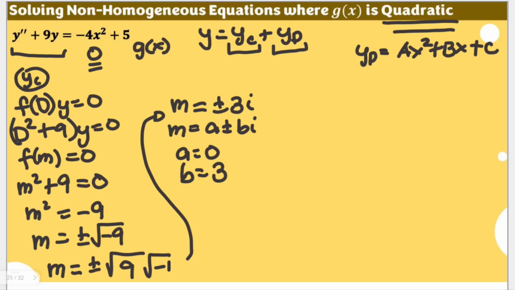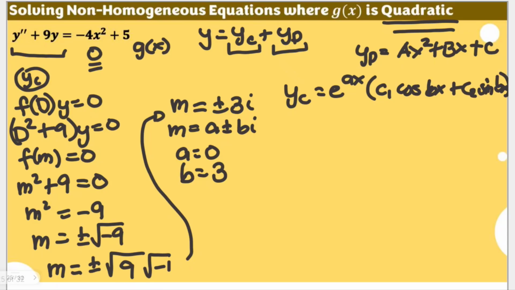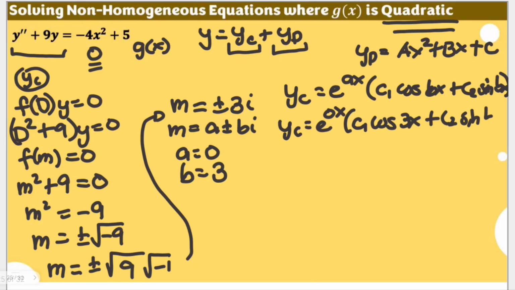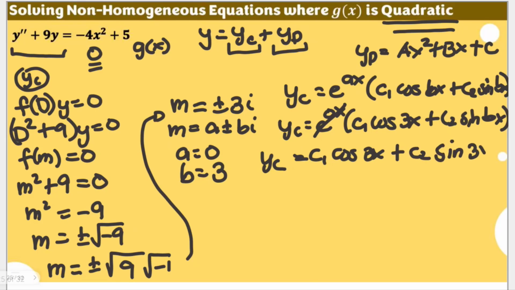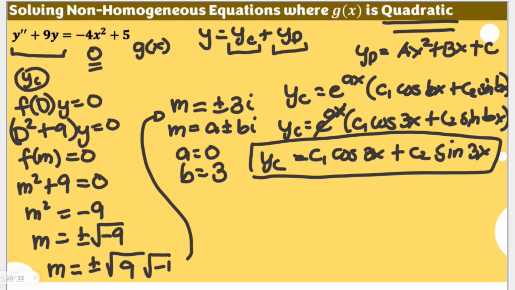We need this because the general solution for our roots being imaginary follows this idea: e to the power of ax times c sub 1 cosine of bx plus c sub 2 sine of bx. So our y sub c is e to the power of 0x times c sub 1 cosine of 3x plus c sub 2 sine of 3x. This is equal to 1. Finally, our y sub c is c sub 1 cosine of 3x plus c sub 2 sine of 3x. This is our y sub c.